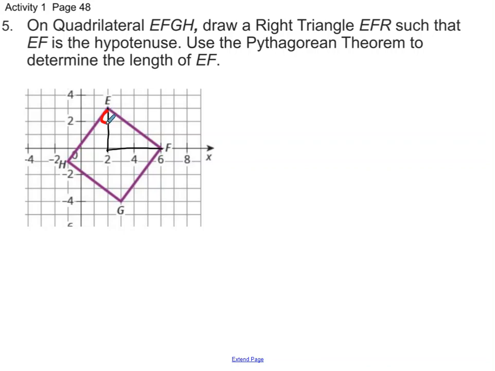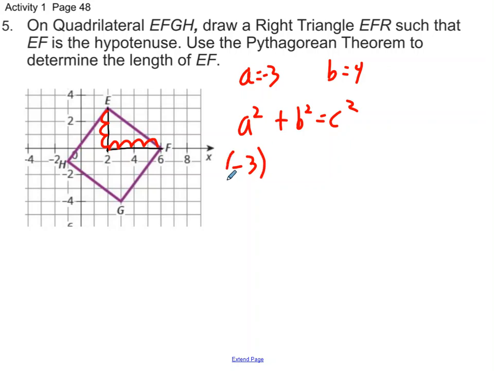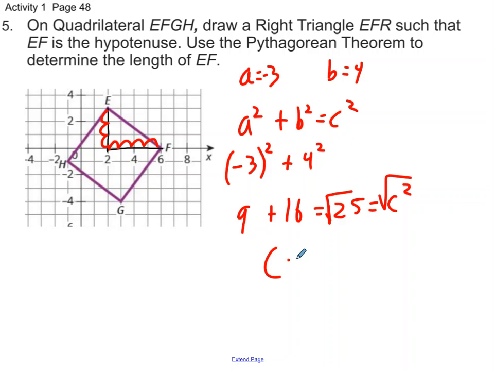And I can count 1, 2, 3. So side A is 3, and then 1, 2, 3, 4. That should be negative 3 actually. And B is 4. So I have A squared plus B squared equals C squared. And I have negative 3 squared plus 4 squared would be 9 plus 16 equals 25. So then 25 is the same thing as C squared. Square root both sides to get C by itself, and C is 5. So I know EF equals 5. Very simple.